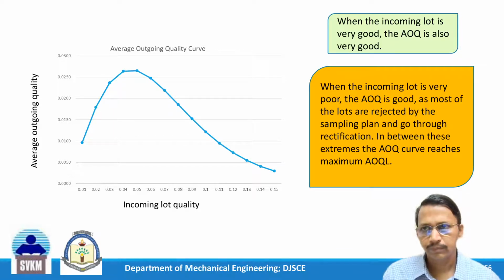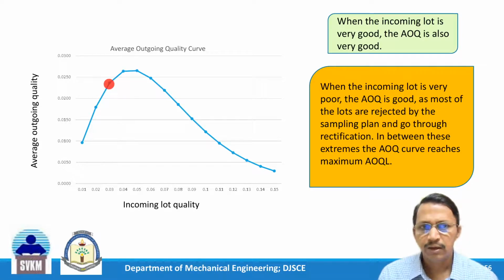You can see here incoming lot quality is plotted on the x-axis. Average outgoing quality is plotted on the y-axis. You can see corresponding to, say for example, point 03, incoming lot quality is 3% defective. What is the outgoing quality? It is less than 0.025. It means that it is less than 2.5% defective.